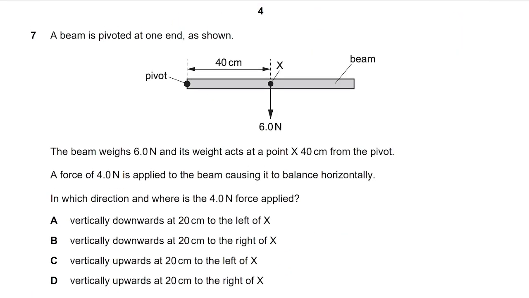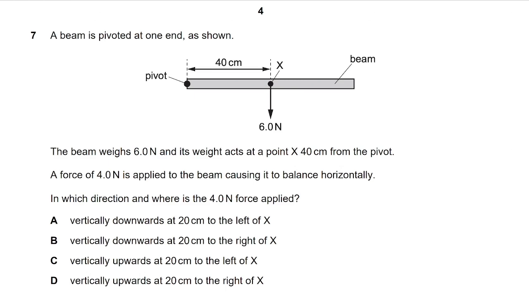We move on to number 7. Number 7 talks about the pivot and moment of a force from the looks of the diagram. So usually I always like to, before even solving the question, look at what this question is about. So if it's about moment of a force, the first thing that comes into my mind is the formula for moment of a force: the clockwise moment is equal to the anticlockwise moment.